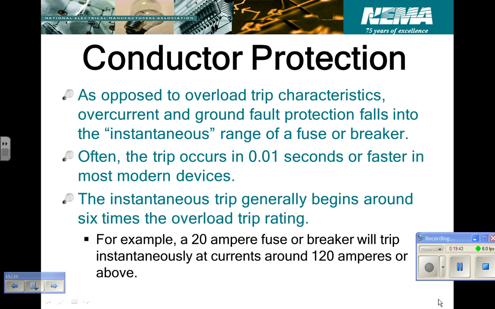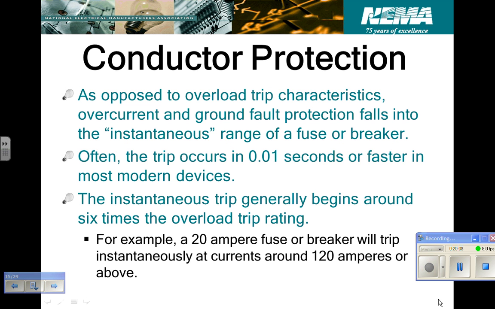Okay, conductor protection. As opposed to overload trip characteristics, overcurrent and ground fault protection falls into the instantaneous range of a fuse or breaker. Often the trip occurs at 0.01 seconds or faster in most modern devices. In other words, if it's an instant trip circuit breaker or fuse, it's going to happen very, very quickly.